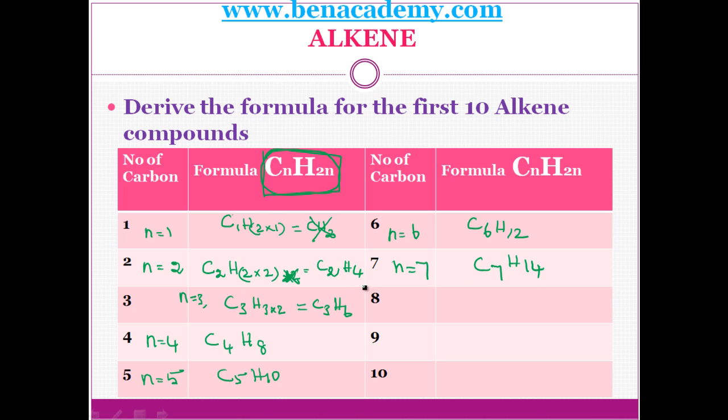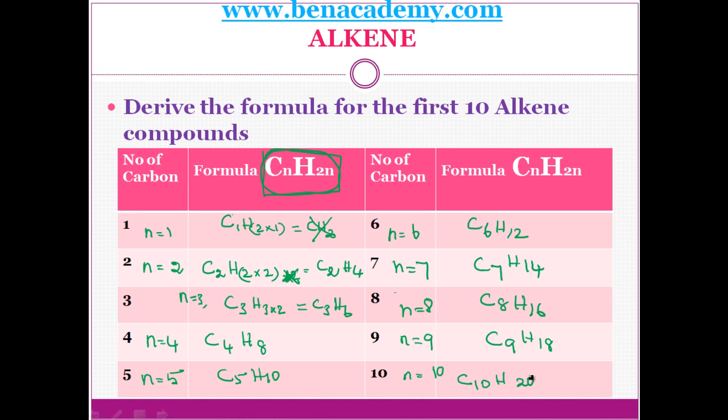Then number of carbons is 8. Then the formula will be C8. You would have guessed already, 2 times 8 is 16. If the number of carbons is 9, now the formula will be C9, and 2 times 9 is 18. Number of hydrogens is 18. When the number of carbons is 10, the formula will be C10, and 2 times 10 is 20.